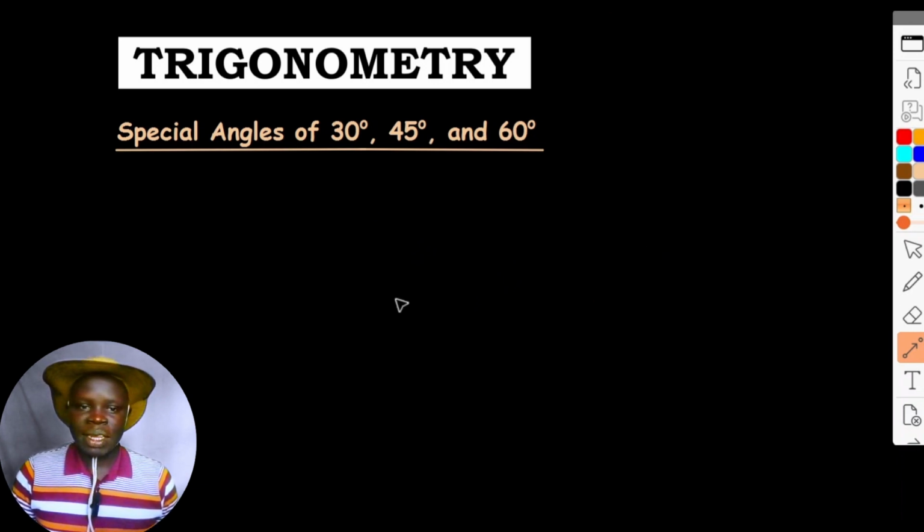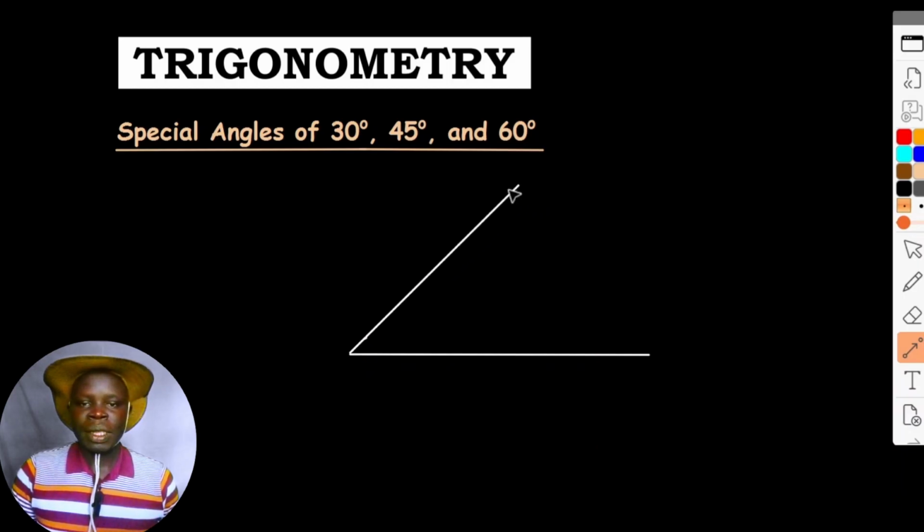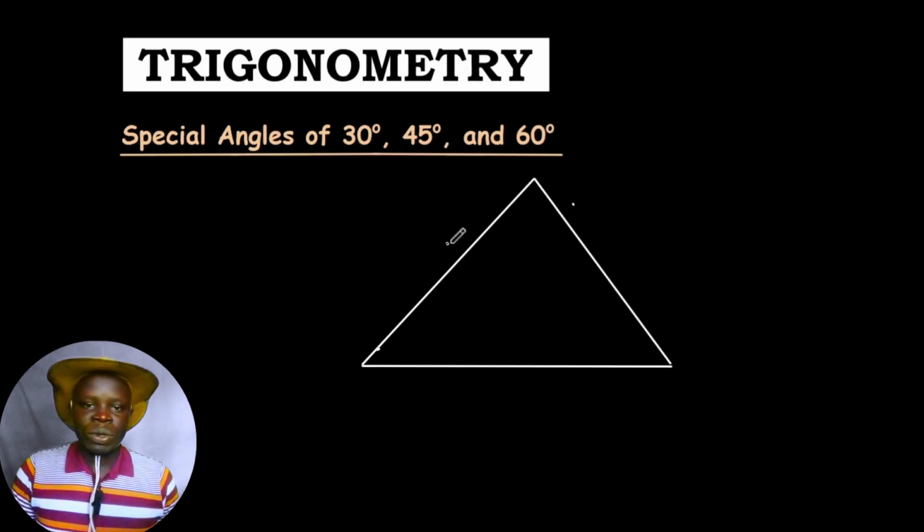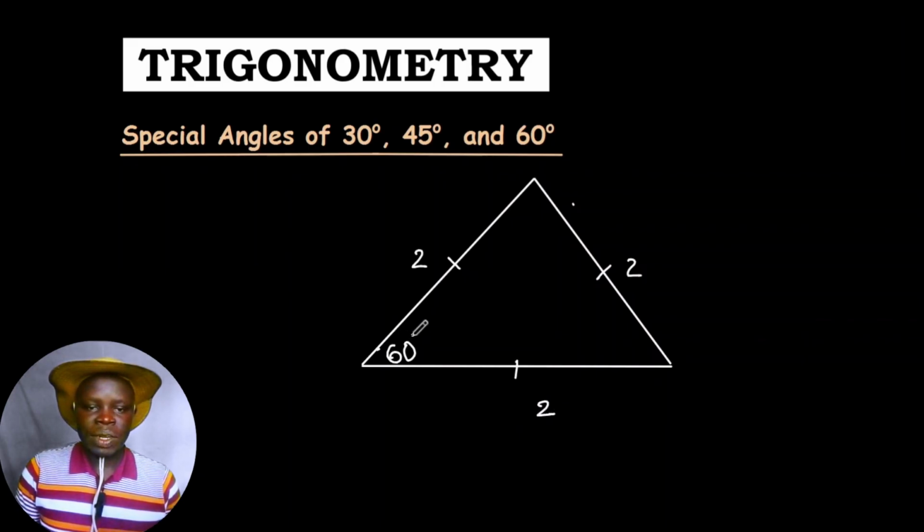The first triangle here is an equilateral triangle. In an equilateral triangle we have the same sides and also the same angles. This might not be accurate, but we can assume that these sides are all the same, so the angles are the same. Since the three angles add up to 180 degrees, each angle is 60 degrees.